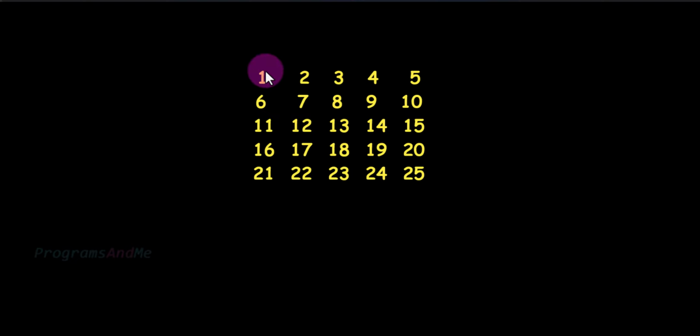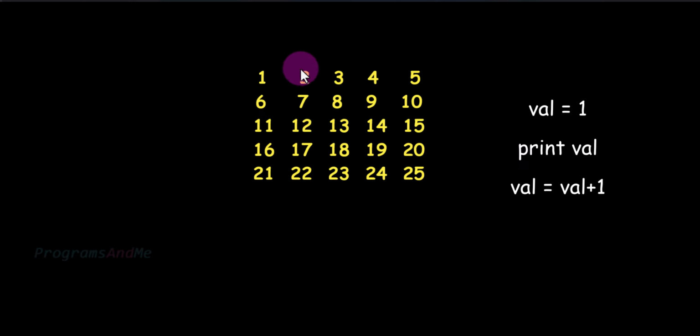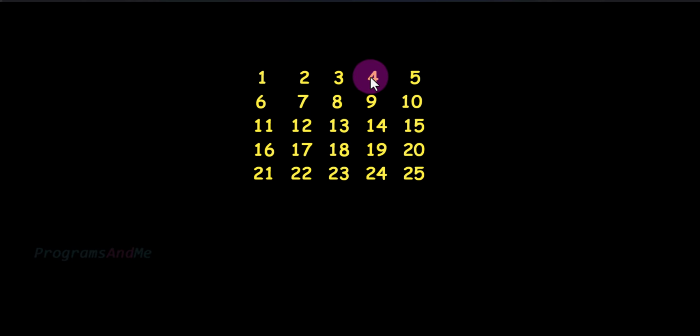For that we can take a variable and assign it the value 1, just like this. Then you can print the value of that variable. Next you need to increment the variable by 1 to print the next number. Here you can see 2 is nothing but 1 plus 1, 3 is nothing but 2 plus 1, 4 is nothing but 3 plus 1. So we need to add 1 to the previous number. So we can write like this. So this is about the shape of the pattern and the numbers we want to print in this pattern.